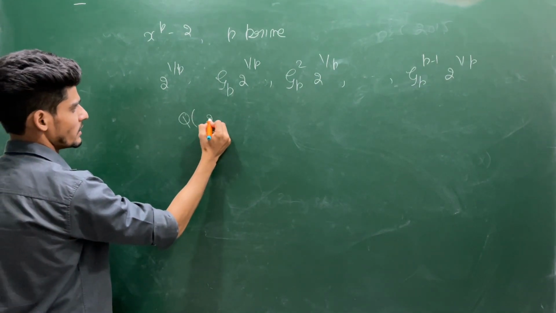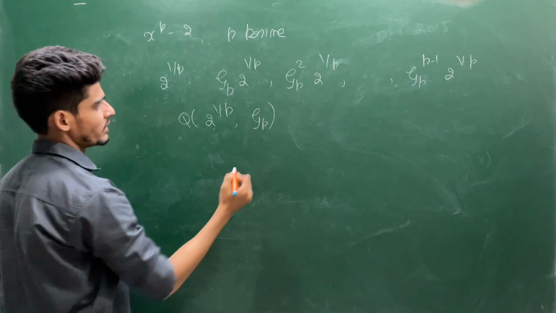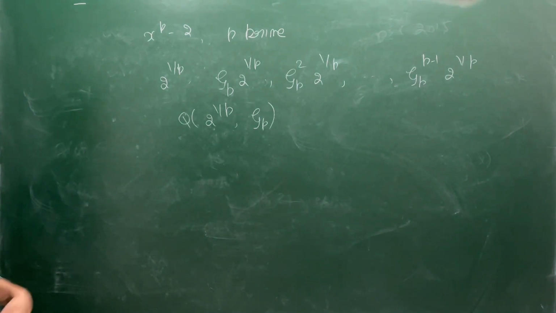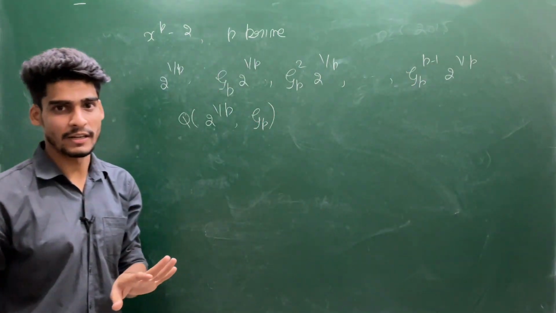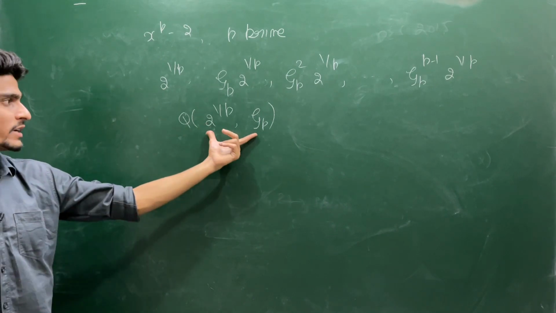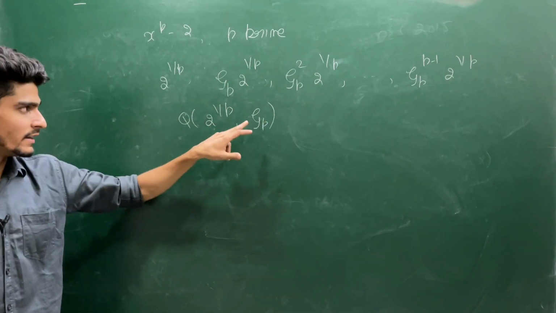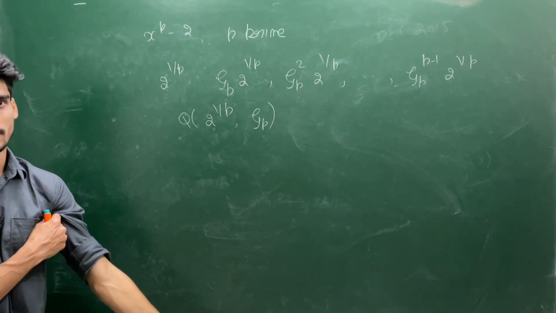Can you say this is the splitting field? Zeta p, because zeta p can generate zeta p squared, zeta p to the power p minus 1. 2 to the power 1/p you have inserted, so by using these two you can generate every element, and this zeta p is different from 2 to the power 1/p, because zeta p is a complex root.